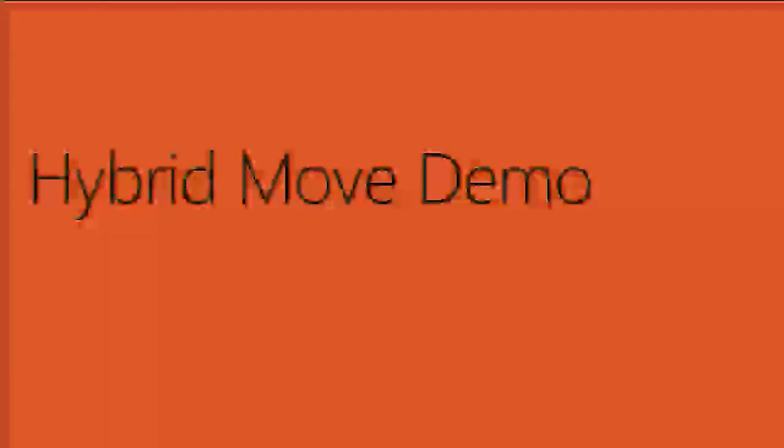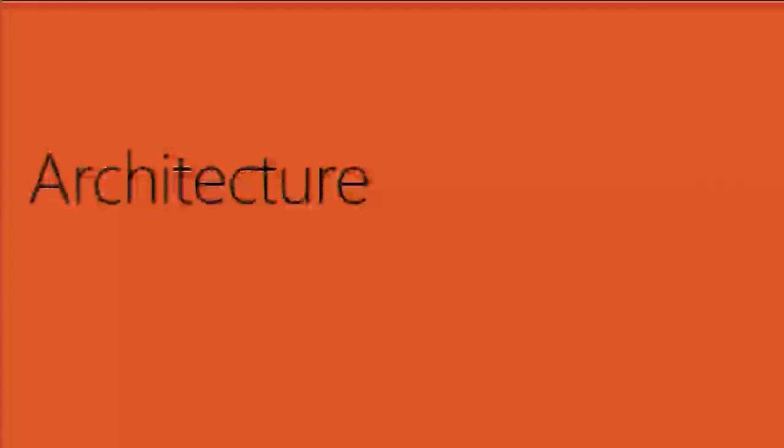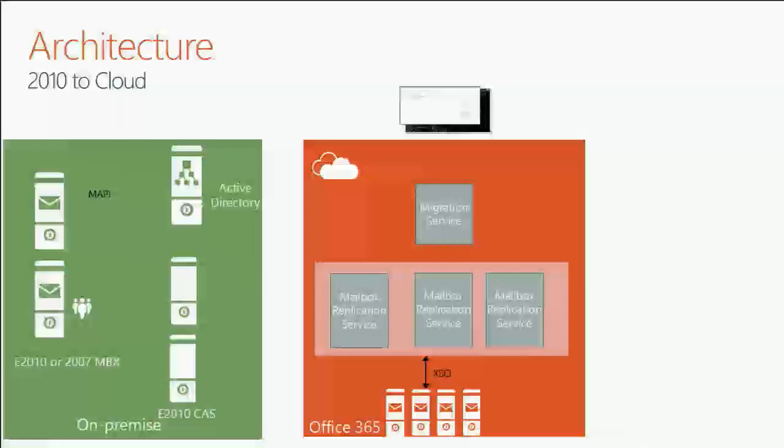All right. So up until now, you've seen an overview and a drill down into a specific solution, hybrid moves. Now let's look at how it works underneath the covers. So in this example architecture, I'm going to show how migrating from 2010 on-premise to the cloud works. So in this case, an admin inserts a migration batch through the UI. Underneath the covers, we issue a new migration batch commandlet that is received by a service called the migration service. And it's a service running in the cloud.